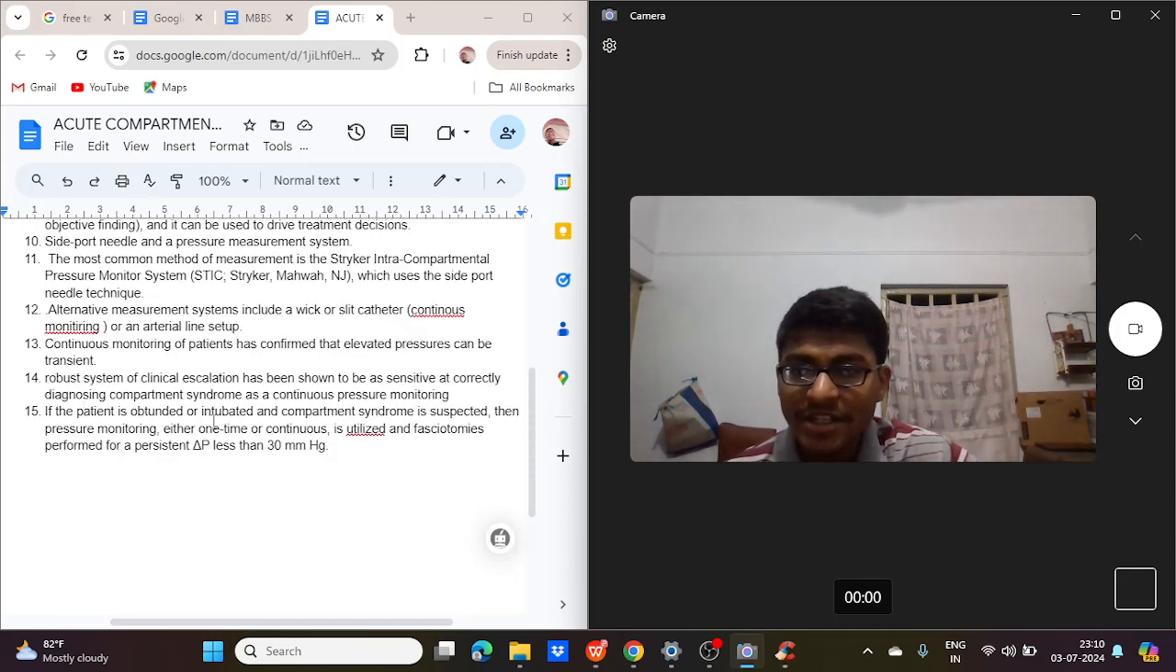So if the patient is obtunded or intubated and compartment syndrome is suspected, then we should use pressure monitoring, either one time or continuous, and go ahead with fasciotomy if required, if there is a persistent pressure difference of less than 30 millimeters of mercury.